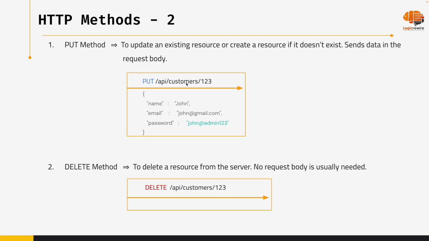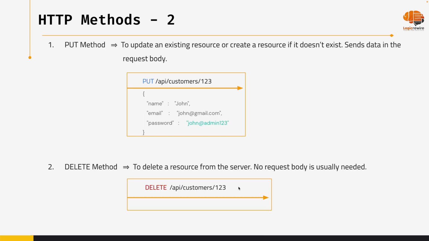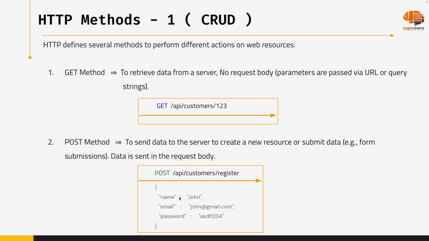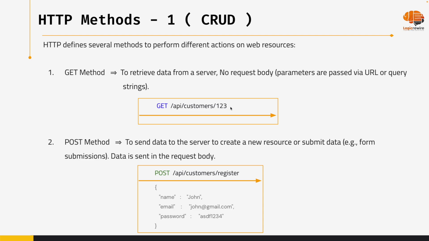The PUT method requires the ID of the customer, which we have to pass, and then what you want to change. I want to change the password, so we provide name, email and password. The previous password was ASTF1234, and now I want to change it to john@admin123. This is the password we are going to change in the customer detail whose ID is 123. The PUT method also has a body, like the POST method, where we can pass information. But in the GET method, you have to provide it in the URL itself, with a question mark and some values.